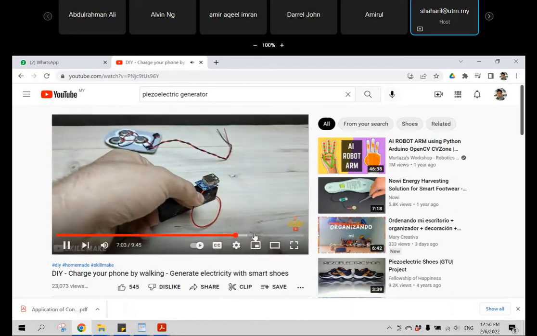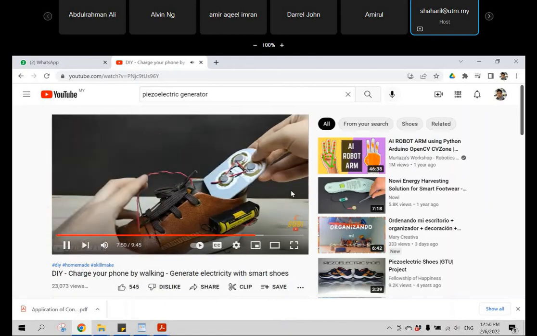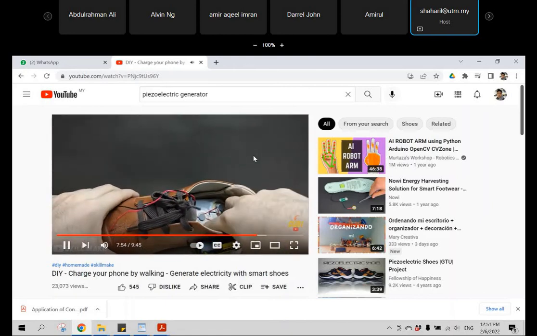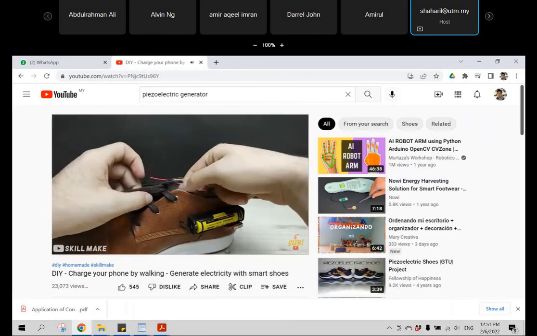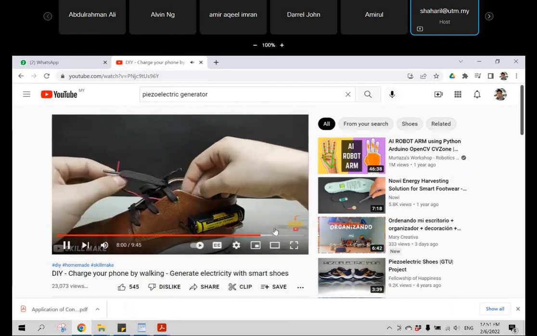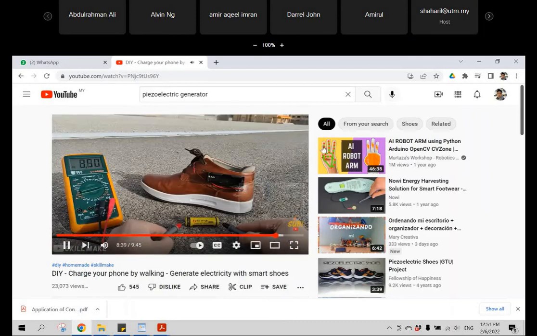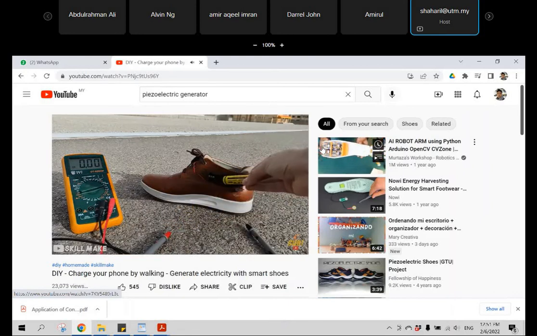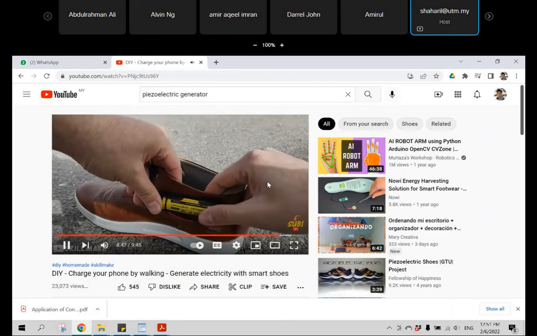So let's see whether it works or not. You can put the battery here to charge your battery, right? But that one is for only one cell of battery. Okay, so right now it's 3.5 volts initially. So let's look whether it works or not.